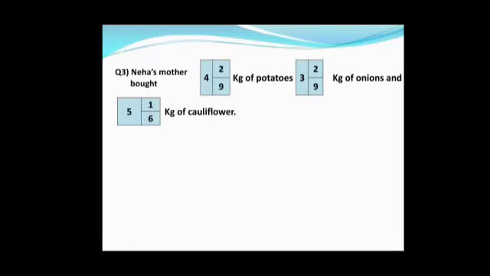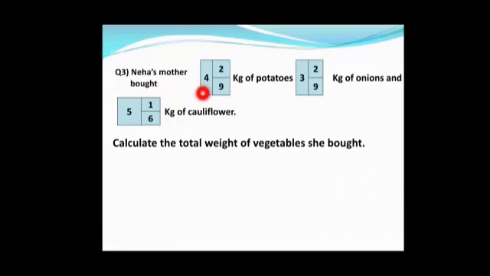Now question number 3. Neha's mother bought 4 and 2 by 9 kg of potatoes, 3 and 2 by 9 kg of onions and 5 and 1 by 6 kg of cauliflower. Calculate the total weight of vegetables she bought.